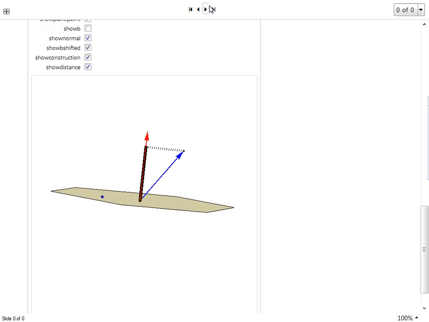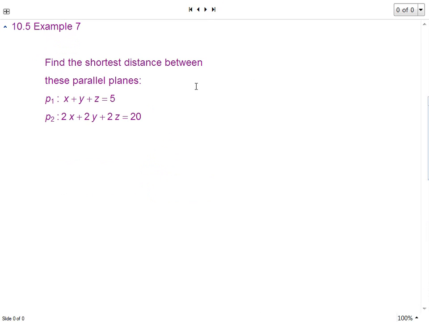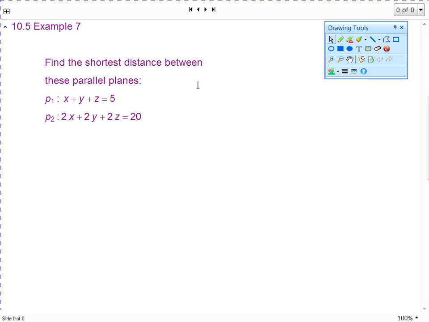All right, so our first example here: find the shortest distance between these two parallel planes. I'm not asking you for the shortest distance between a point and a plane, am I? I'm asking you the shortest distance between two parallel planes. So we have two parallel planes sitting out here, right? I want to know the shortest distance between them.